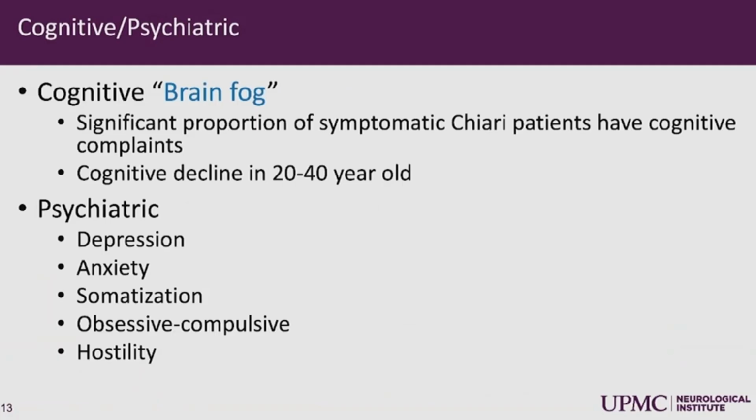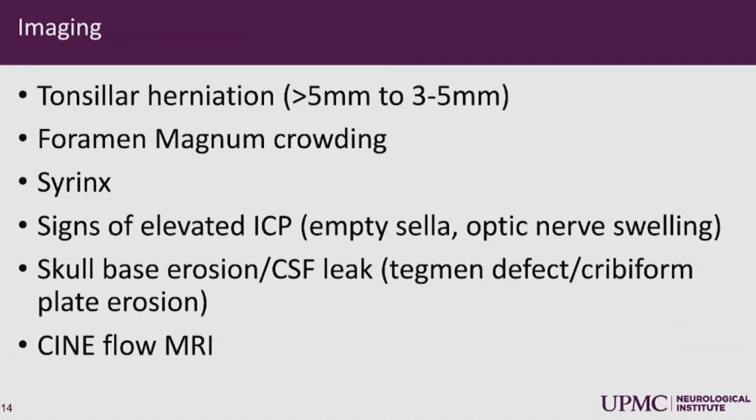Imaging, you want to have the tonsils herniated 5 millimeters or greater. Lesser herniations can also result in a symptomatic Chiari. I also look at the foramen magnum and see whether it's crowded. Patients with Chiari sometimes have a syrinx, which is a cyst in the spinal cord, which presents a different set of issues, as well as signs of elevated intracranial pressure.